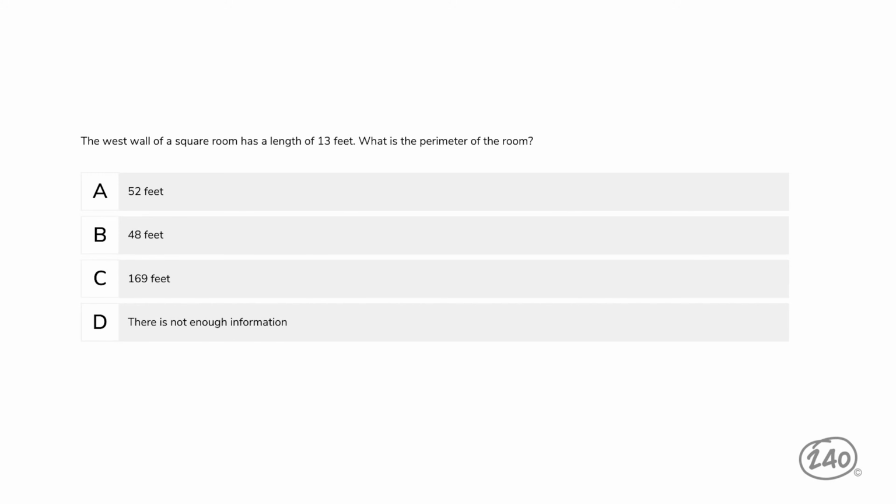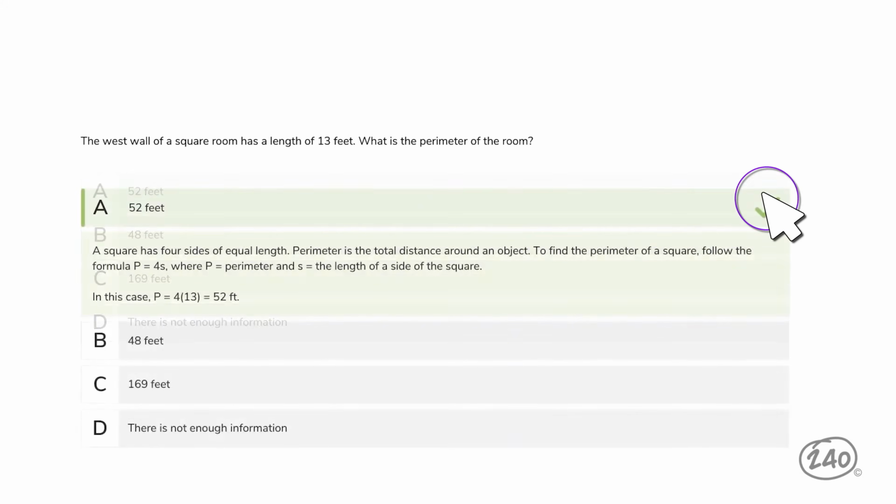We finished patterns in algebra. We've got just 2 competencies left. Next up, geometry and measurement. We're told the west wall of a square room has a length of 13 feet, and they want the perimeter of the entire room. Well, squares have 4 sides of equal measure. So the perimeter, the area around the figure, would be 4 times 13, which is 52.